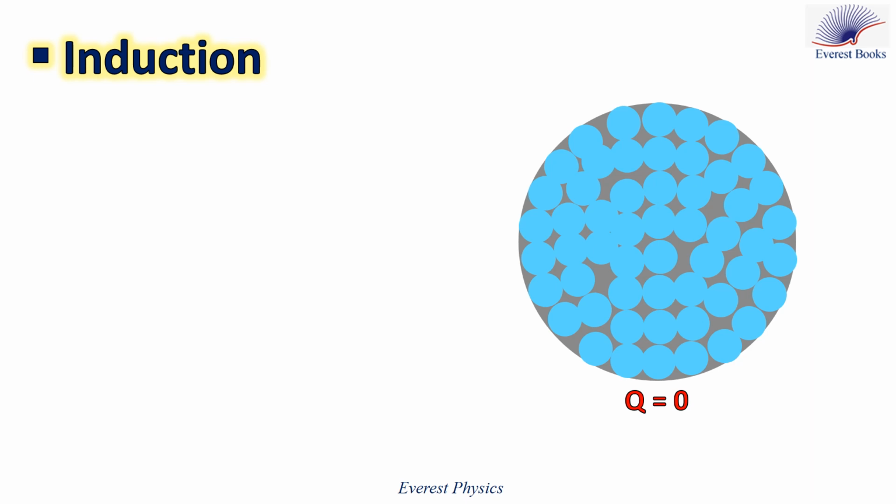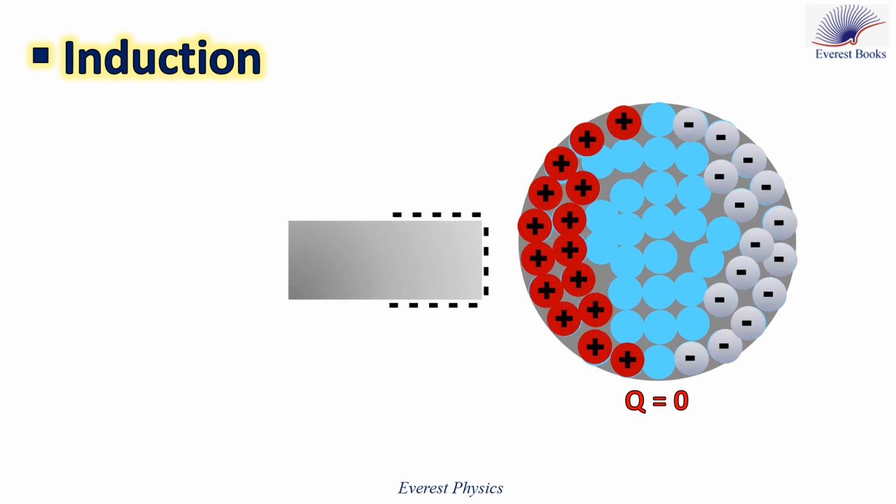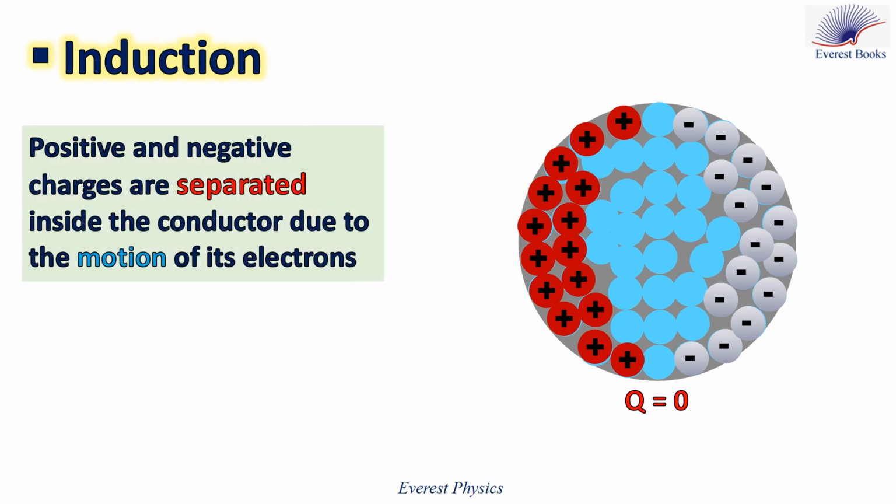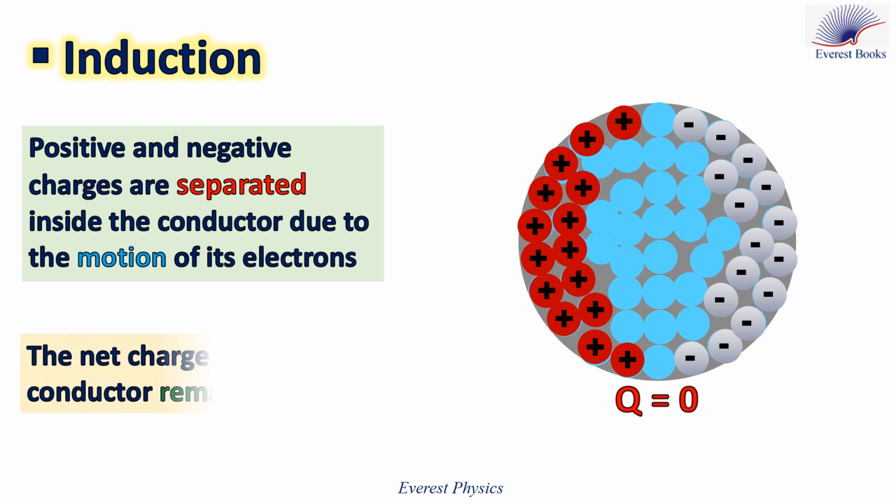Now, let's explain what happens in charging by induction. Consider a neutral conductor. If a negatively charged rod is brought near the left side of the conductor, then the rod repels the free electrons from the left side to the right side of the conductor. As a result, the left side becomes positively charged and the right side becomes negatively charged. In charging by induction, positive and negative charges are separated inside the conductor due to the motion of its electrons. So we can conclude that the net charge of the conductor remains constant.